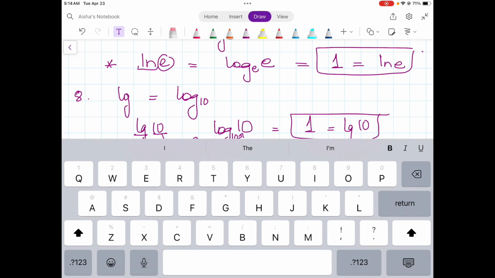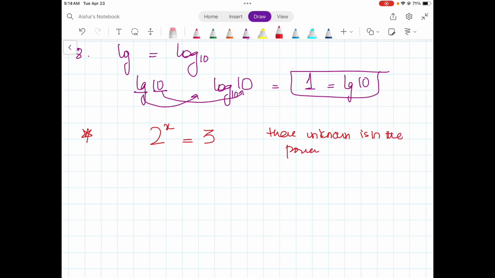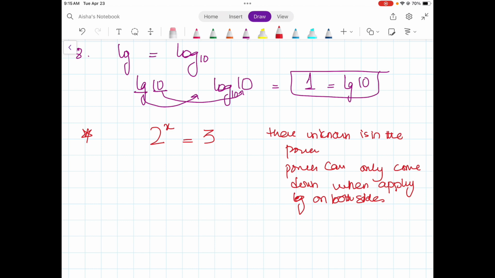Now, let's look at a couple of questions. Acha, another concept that we need to know is the substitution concept, which is very important. Okay, let's take an example. 2 power x equals 3. There, the unknown is in the power. And the only way the power can come down is when you apply log on both the sides. You can apply ln, you can apply lg.